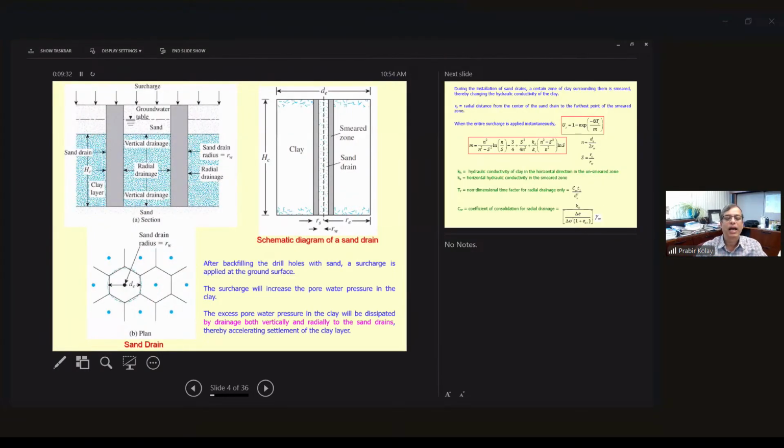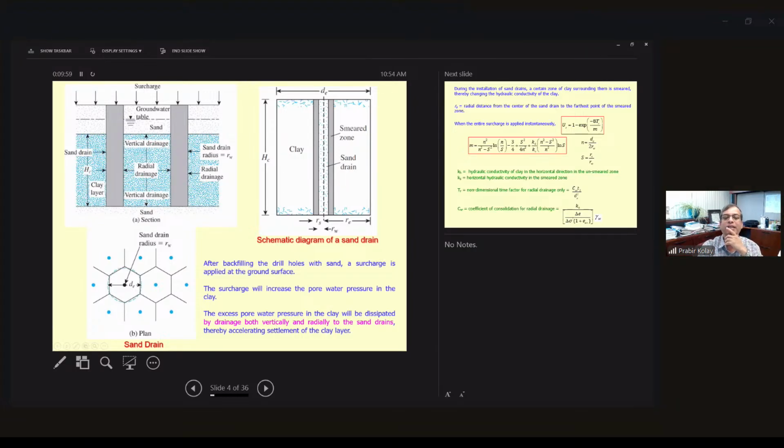So this is how the sand drain looks. You see here the surcharge load, and there is a clay layer over here, and then the top layer is the sand, and there is a water table also. So what is happening here, the sand layer at the top and bottom. Obviously, if you put a surcharge load, water can go. Height of the clay layer is HC. It's a sand drain, and then the water can go in the radial directions.